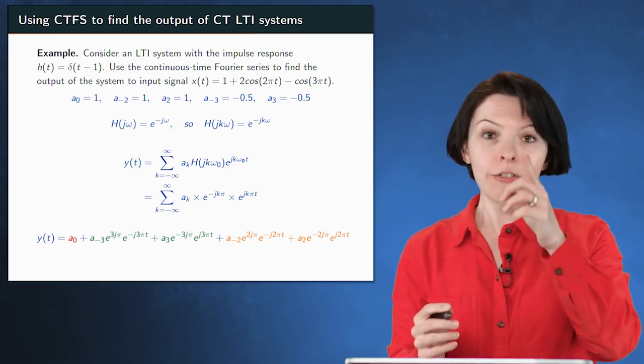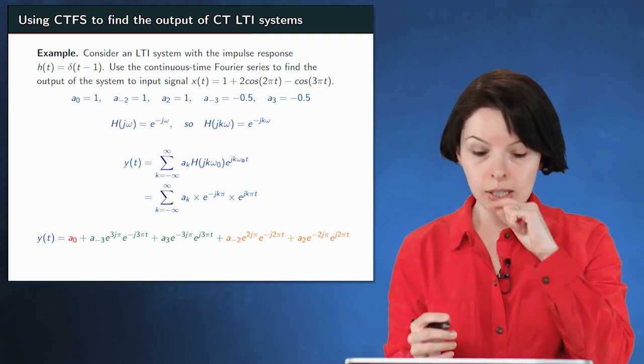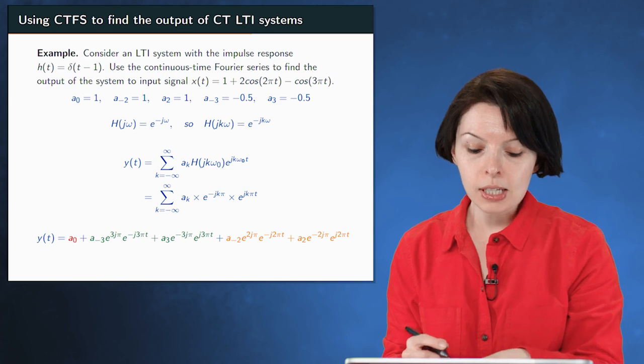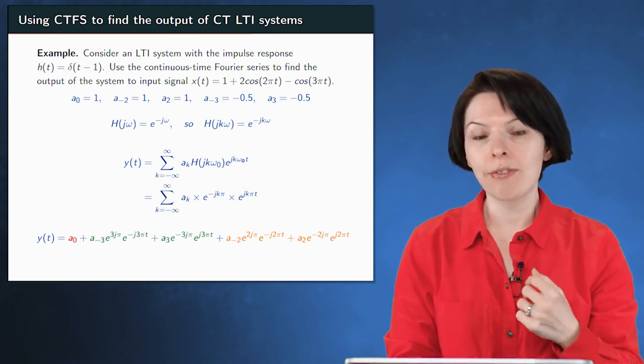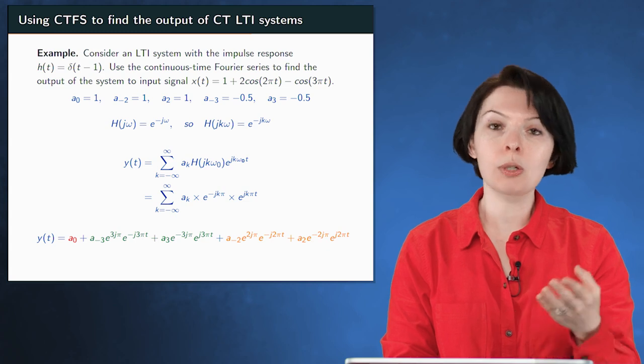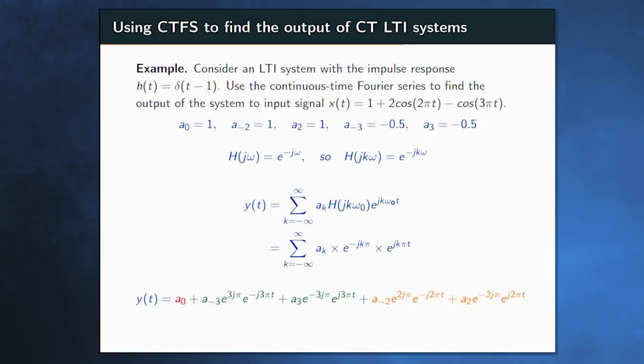If you plug in every non-zero k value in this expression, you're going to have this expression for y of t. You had 5 non-zero a_k values, so your summation is going to be reduced. This infinite sum is going to be reduced to 5 non-zero components.